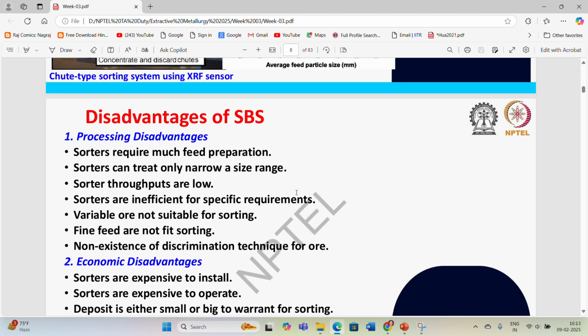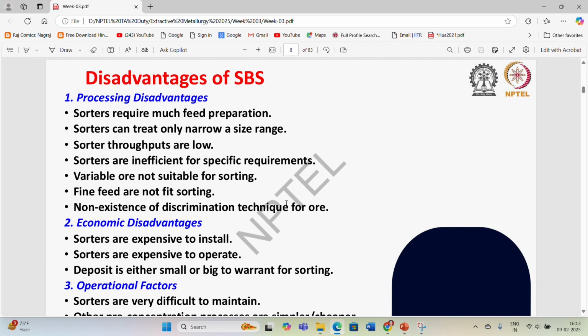Then obviously there are some disadvantages of the sorting process, like processing disadvantages, which include that the sorter requires much feed preparation. Like we have to liberate the particular minerals up to a size which the sorter can treat. Then sorters can treat only a narrower size range and sorter throughputs are low. Fine feed is not fit for sorting, because if we are going with a very fine feed fraction, let's say minus 150 micron, then the sorter will not be able to detect the material in the particular heap based on their physical properties or color or something else.